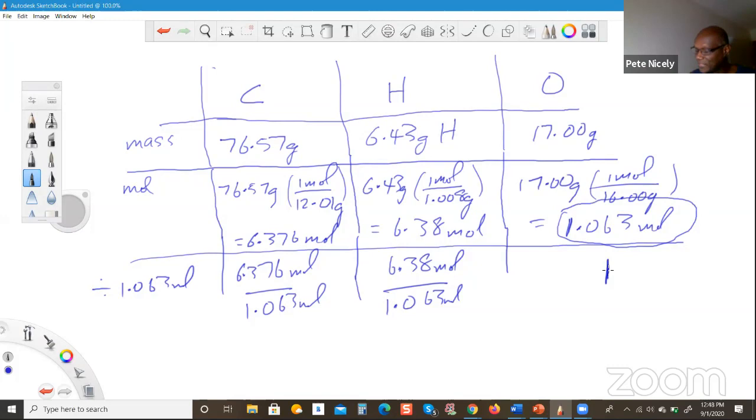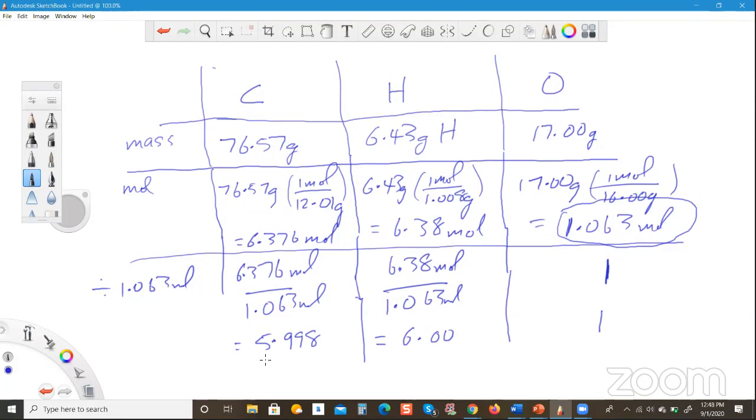So for carbon, it's 6.376 divided by 1.063. According to my calculations, this works out to be equal to 5.998. And then I do the same thing for hydrogen, 6.38 divided by 1.063. And according to my calculation, this works out to be equal to 6.00. And then of course, this is 1, so we don't need to do anything here.